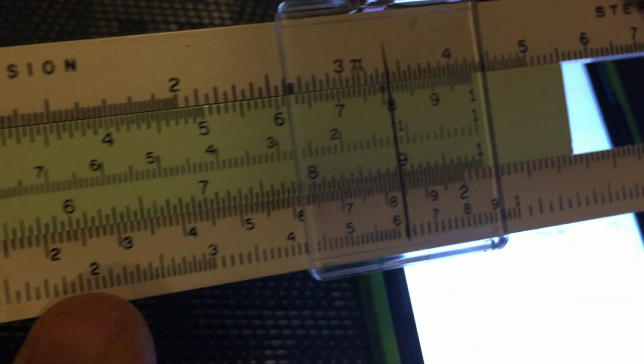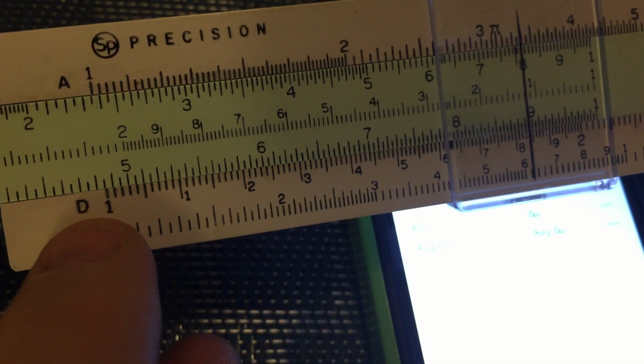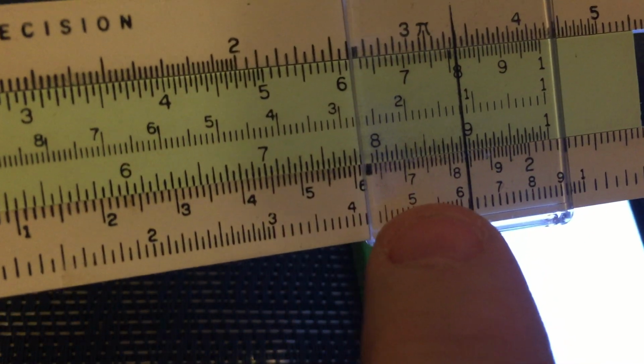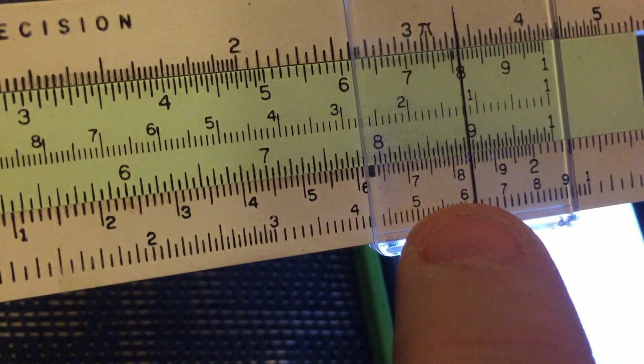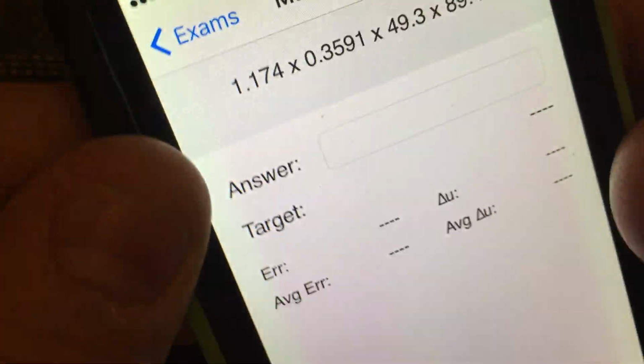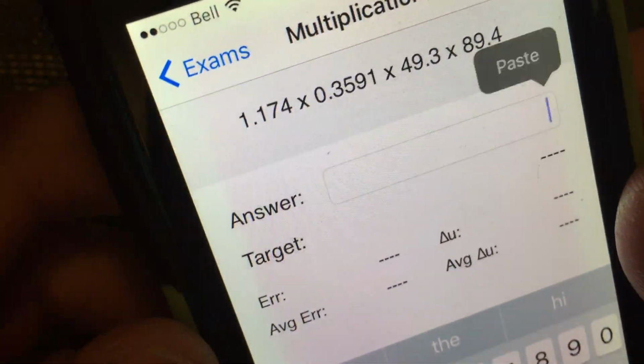Okay, so what's our answer? We're at 1.184, let's say. 1.84. Okay, now 1.84 is the answer, but where are we in terms of powers of 10?